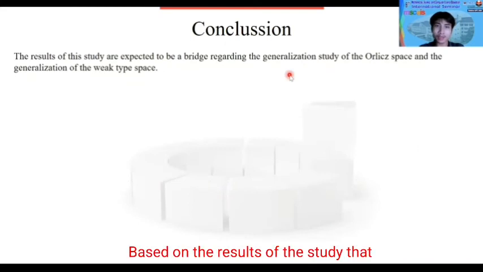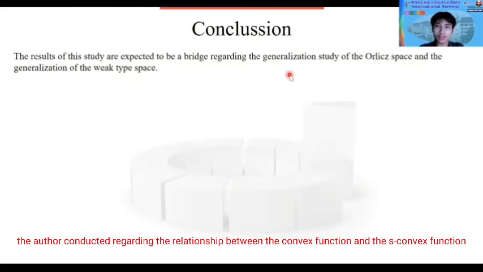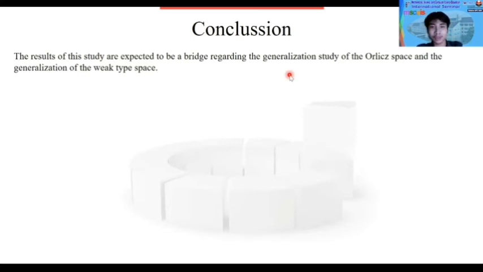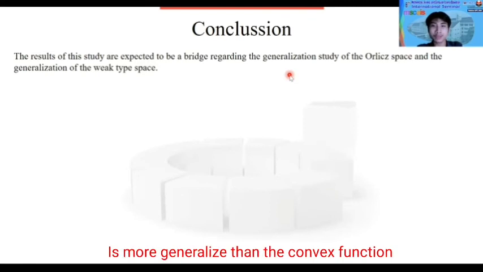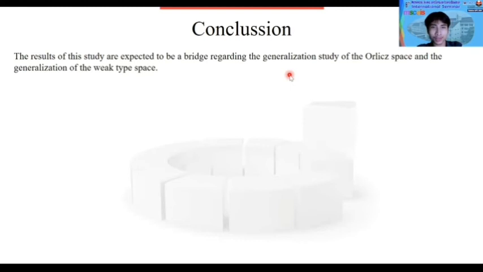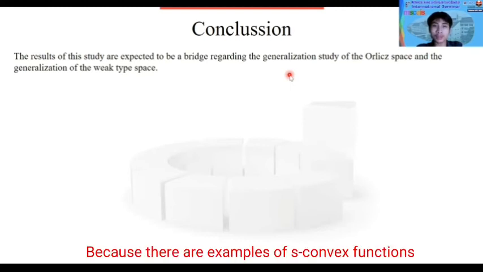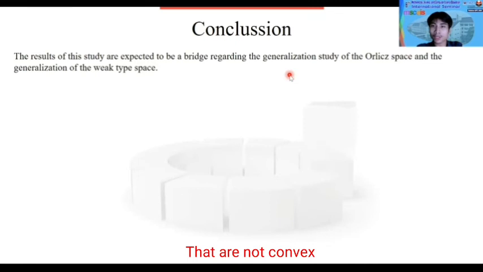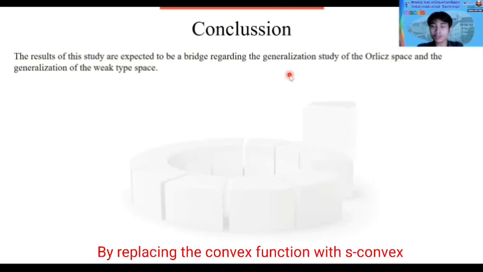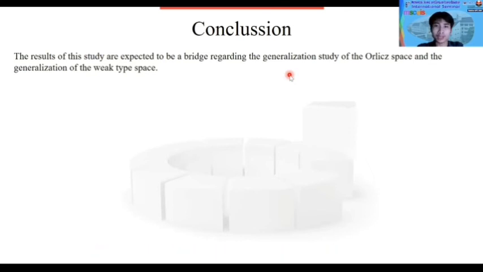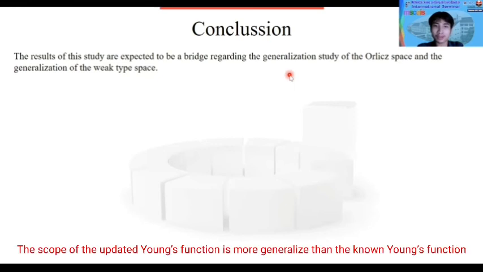Based on the result of the study, the authors conclude regarding the relationship between the convex function and the S-convex function that the scope of the S-convex function is more general than the convex function, because there are examples of S-convex functions that are not convex. So when we update the definition of Young function by replacing the convex function with S-convex, the scope of the updated Young function is more general than the known Young function.